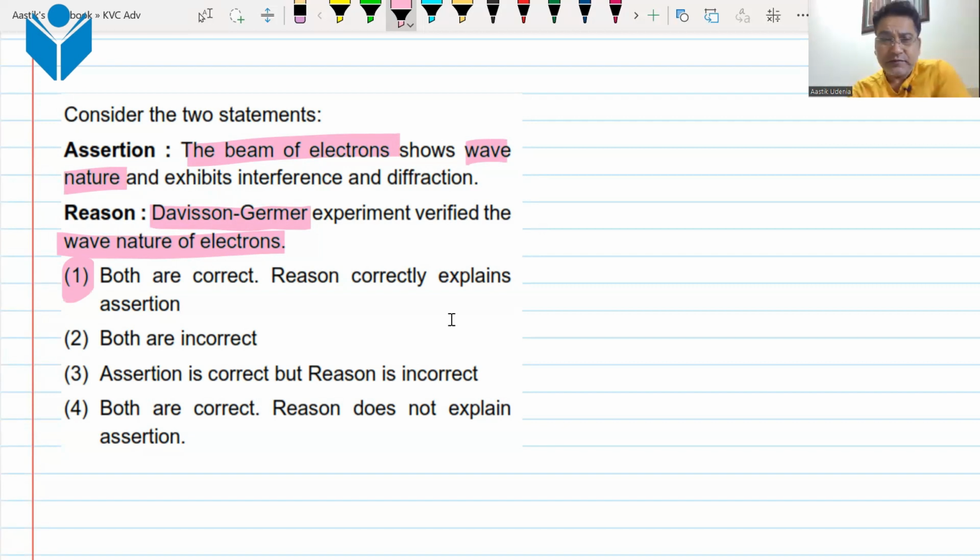As I told you, when we talk about wave nature, remember the de Broglie wavelength? Small particles, if they are moving very fast, have a wave nature. This Davisson-Germer experiment verified that wave nature. Shall we move ahead?